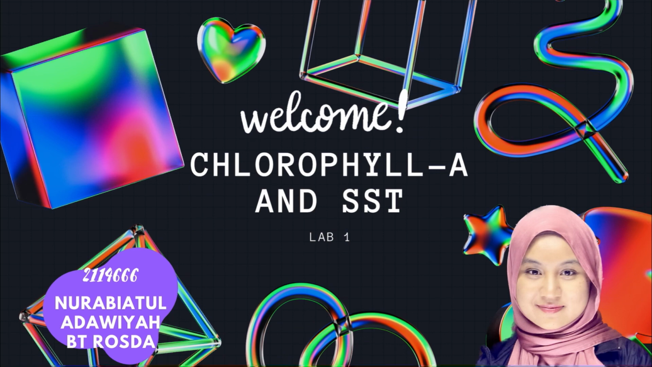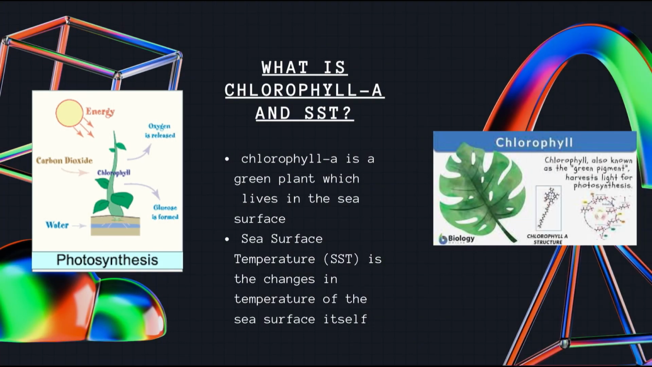Today I will be presenting my lab report from lab 1, lab 2, lab 3 and lab 4. So the first one is chlorophyll A and SST. Okay, so basically what is chlorophyll A and what is SST? Chlorophyll A is a green plant which lives in the sea surface, and SST is sea surface temperature, which is the changes in temperature of the sea surface itself.